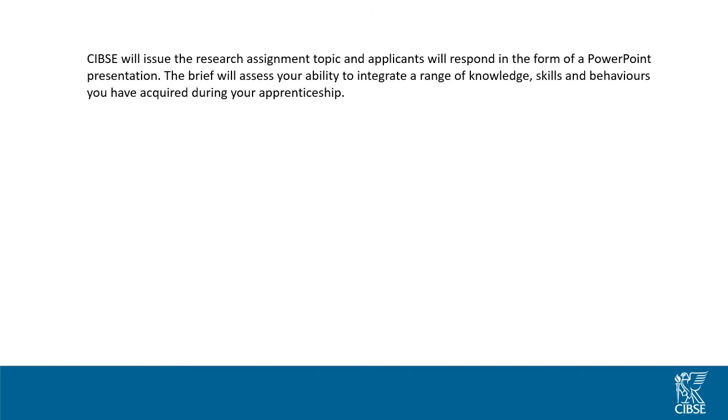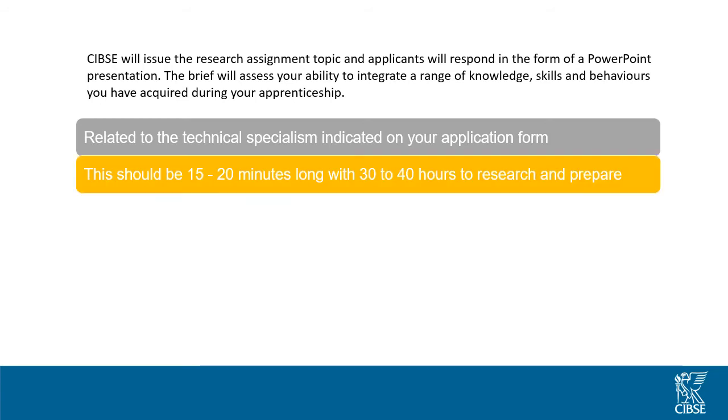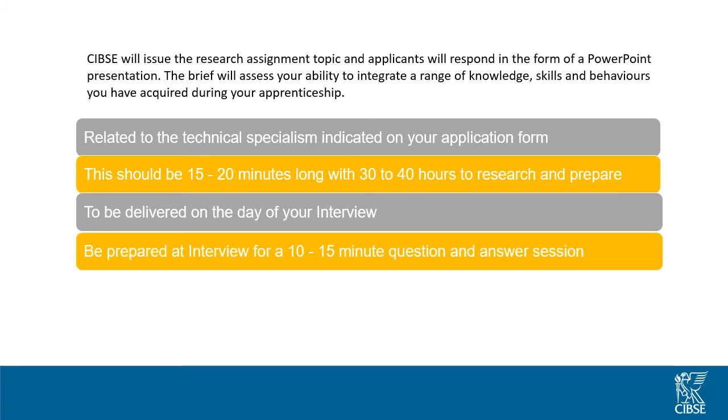Like the technical project, you will be given a question randomly allocated from a bank of questions, and you will answer in respect to your speciality. The brief will assess your ability to integrate a range of knowledge, skills and behaviours you have acquired during your apprenticeship. So it's related to the technical specialism as indicated on your application form, should be between 15 and 20 minutes long. Again, it will be delivered on the day of your interview and also be prepared for a 10 to 15-minute question and answer session.